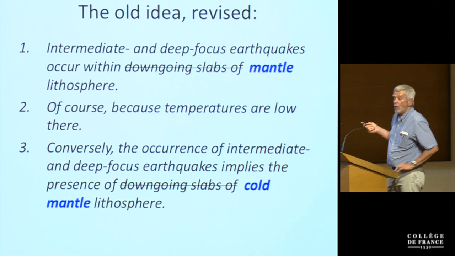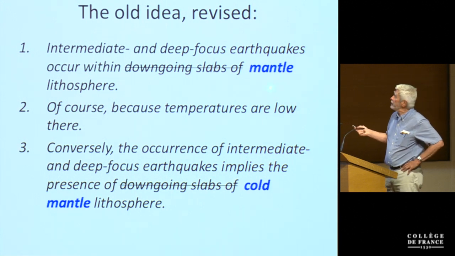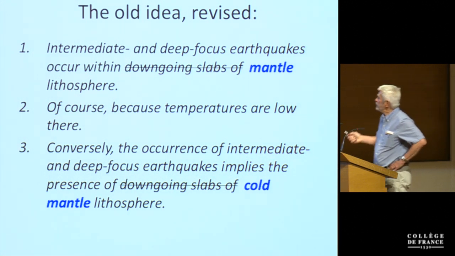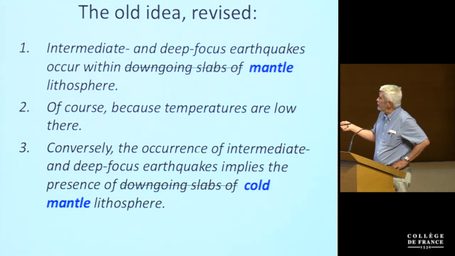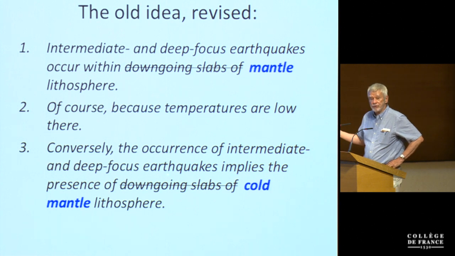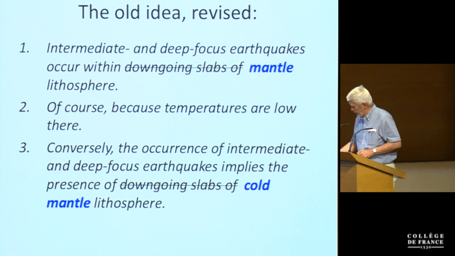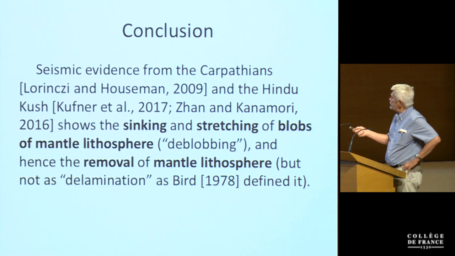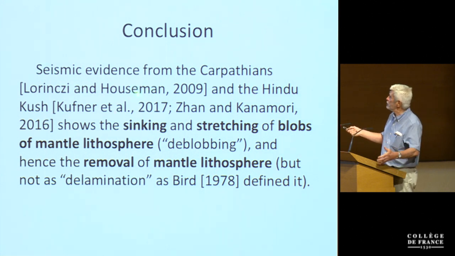So, go back to the old idea: intermediate and deep focus earthquakes occur within mantle lithosphere, but not necessarily subducting slabs. And of course, because the temperatures are low, conversely, the occurrence of intermediate and deep focus earthquakes implies the presence of cold mantle lithosphere, but not necessarily downgoing slabs of lithosphere. These can be blobs that are sinking and stretching. So, seismic evidence from the Carpathians, Lorenzi and Hausmann, and this was the point they were making, this was the conclusion they were drawing for that area, and the Hindu Kush.